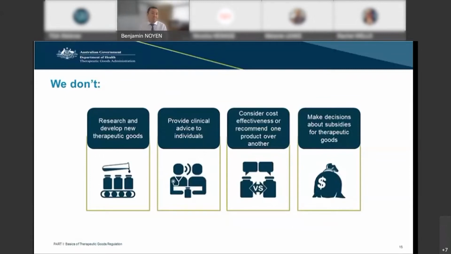So what we don't do: we don't research and develop new therapeutic goods. We don't provide clinical advice to individuals. And we don't consider the cost effectiveness or recommend one product over another. And we don't make decisions about subsidies for therapeutic goods.